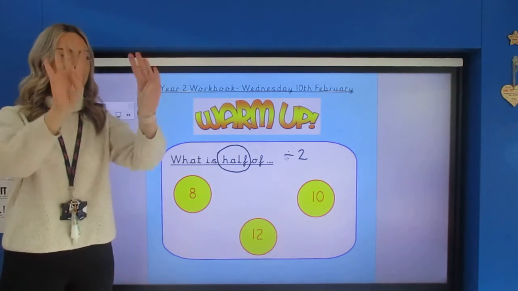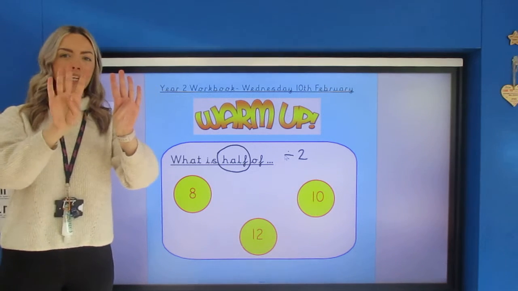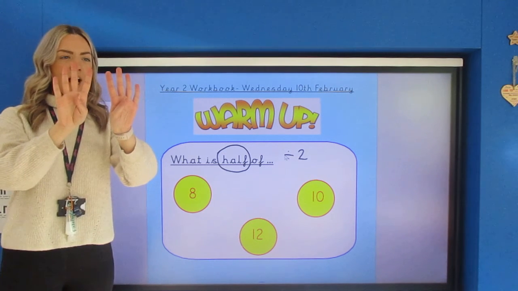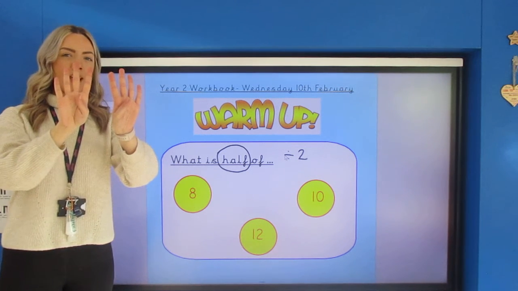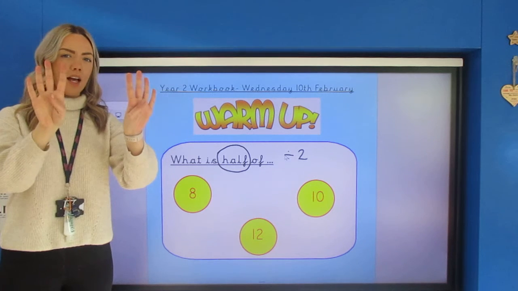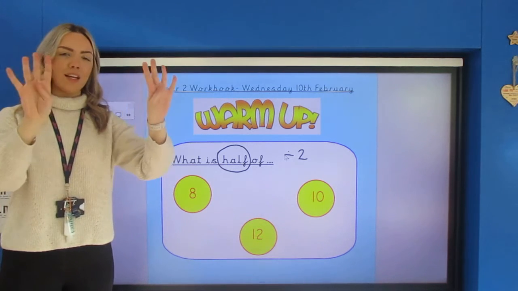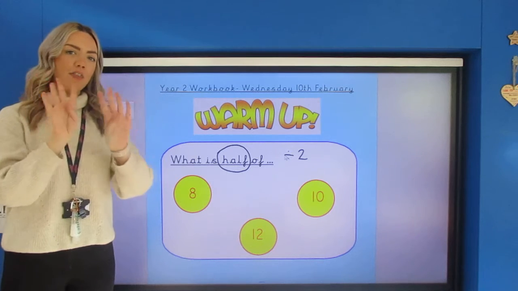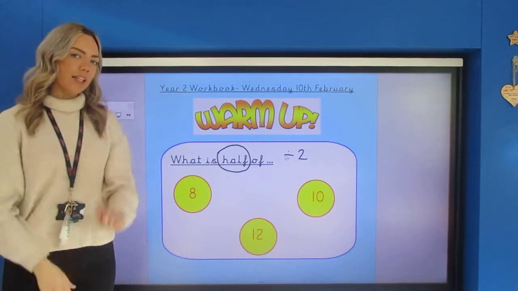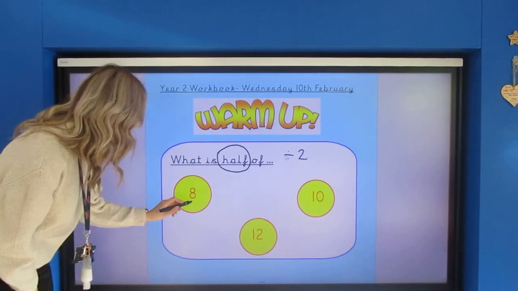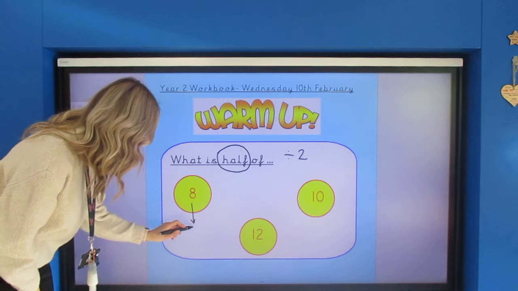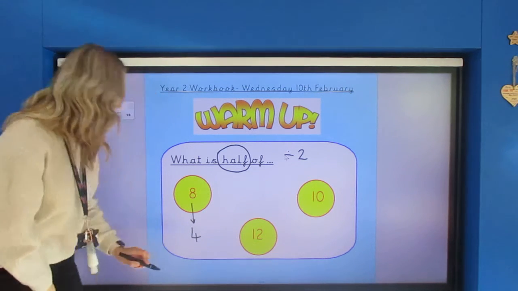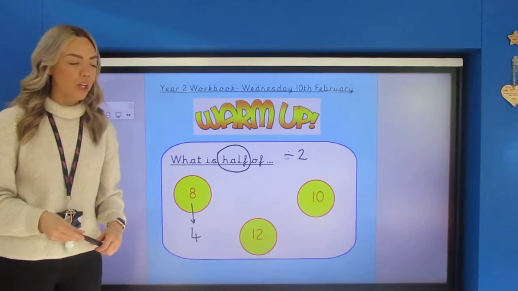So I'm going to use my fingers. I'm going to get 8 fingers, and straight away I can see that if I make sure I've got the same on each hand and I've got 2 equal groups, I know that I've got 4 on this hand and 4 on this hand. Therefore, half of 8 must be 4. So I'm going to pop it down here with my arrow. Brilliant job. Big thumbs up if you got that one, Year 1.